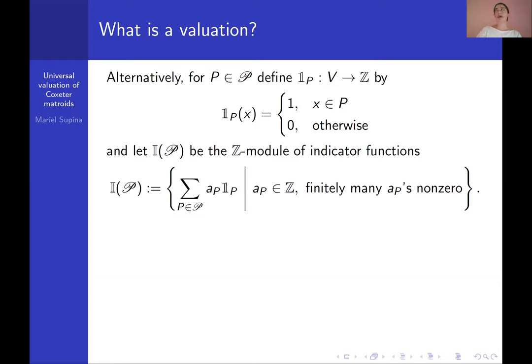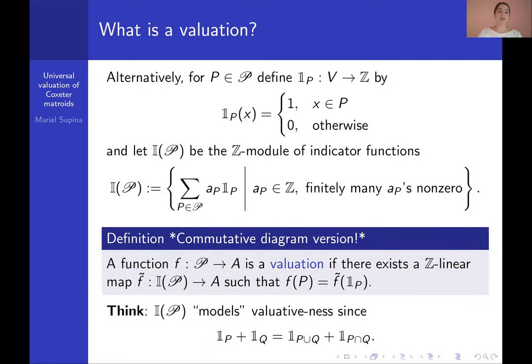And then I can take all of the finite integer linear combinations of these indicator functions, and I'm going to call that I of the family P. So this is the Z module of indicator functions. Another way to describe valuation is that a valuation is a function from the family of polytopes to an abelian group that factors through the indicator module. So there needs to be some Z-linear map F tilde from the indicator functions to the abelian group such that it agrees with F when you evaluate it at the indicator function of a polytope or a polyhedron.